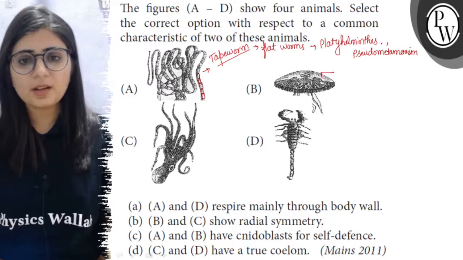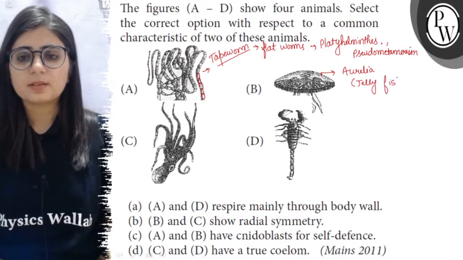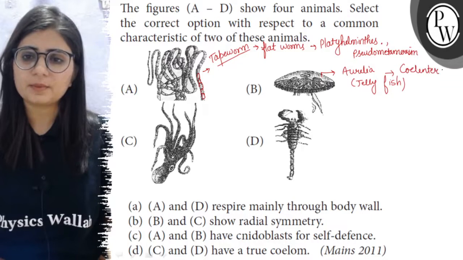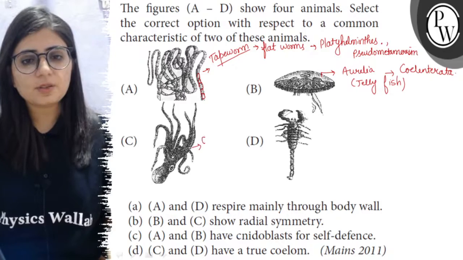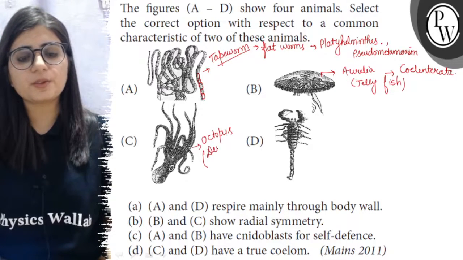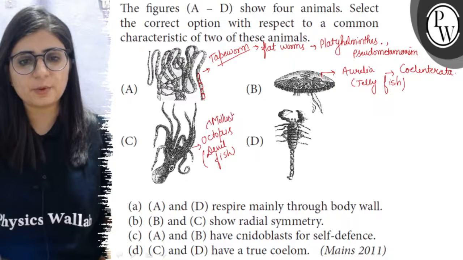Now the second figure is of Aurelia, also known as jellyfish, and jellyfish is a member of phylum Coelenterata or the Cnidaria. The third figure is of octopus. You can easily identify it, and octopus is also known as devilfish, and octopus belongs to phylum Mollusca. So it is a mollusk.